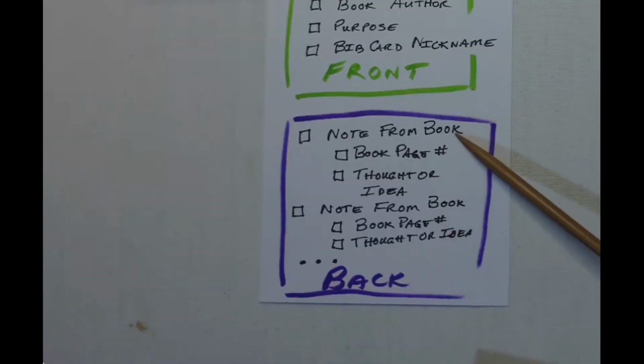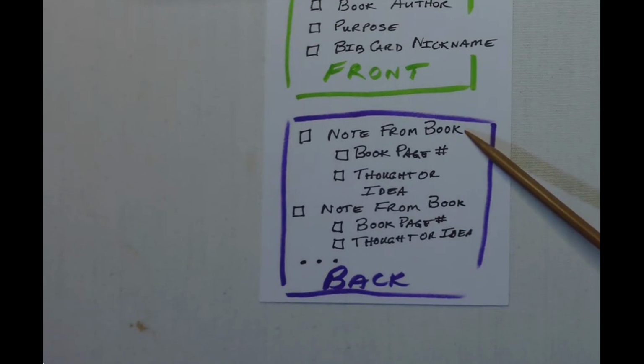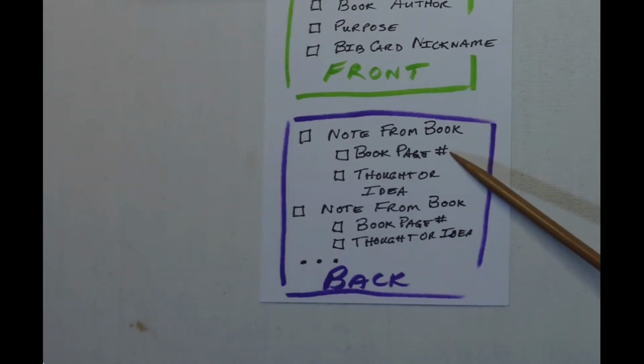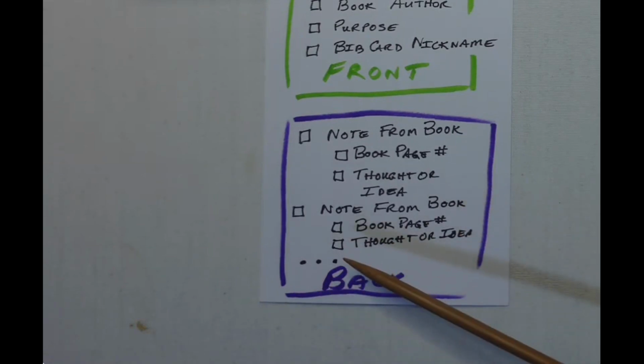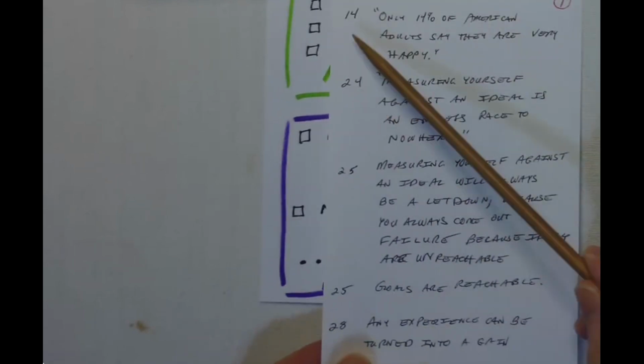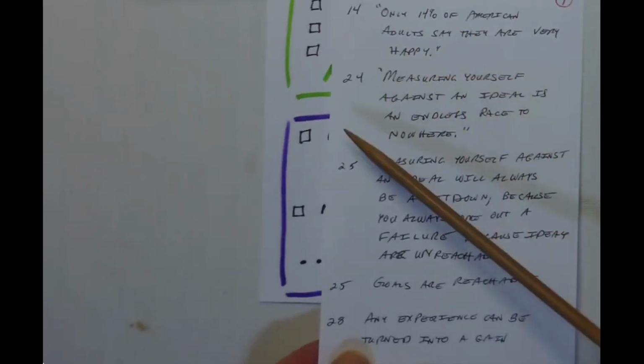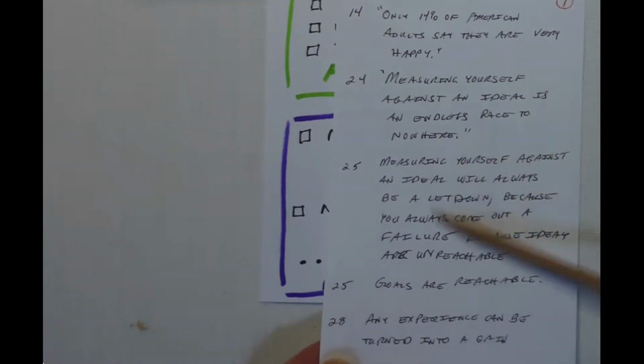On the back side, we had a note from the book, including its page number, thought or idea, and then another note, page number, thought or idea, and so forth. And here's how that turned out. A page number, a thought or idea, page number, thought or idea, and so forth.